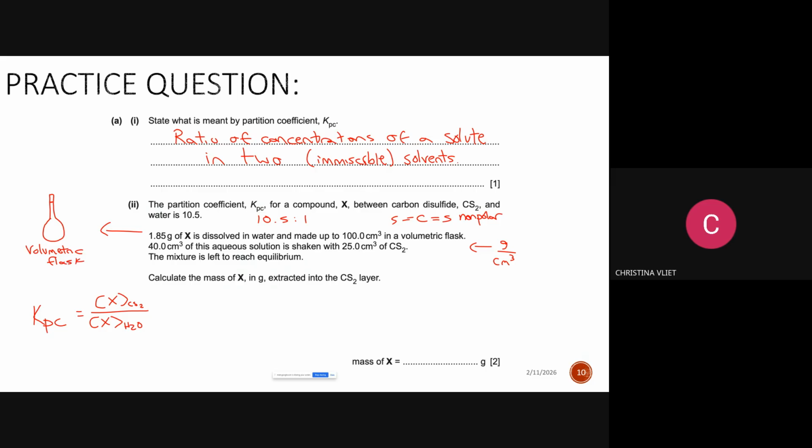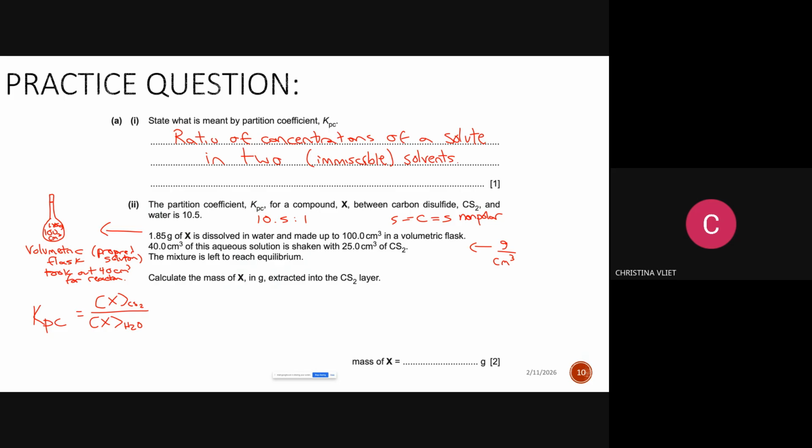So you made the solution in a volumetric flask of 100 centimeters cubed. But you didn't use 100 centimeters cubed of it, right? You took out 40 to do the reaction. That's important. And so this is the prepared solution. It has 1.85 grams in this, but you took out 40 centimeters cubed for the reaction, where you should get the two layers.